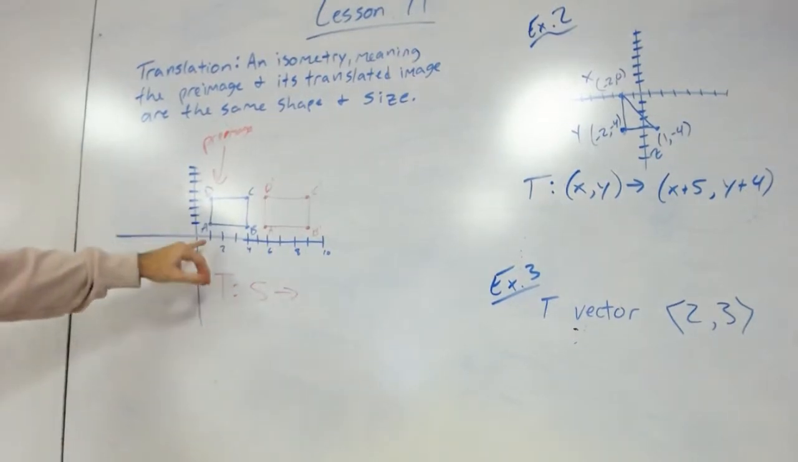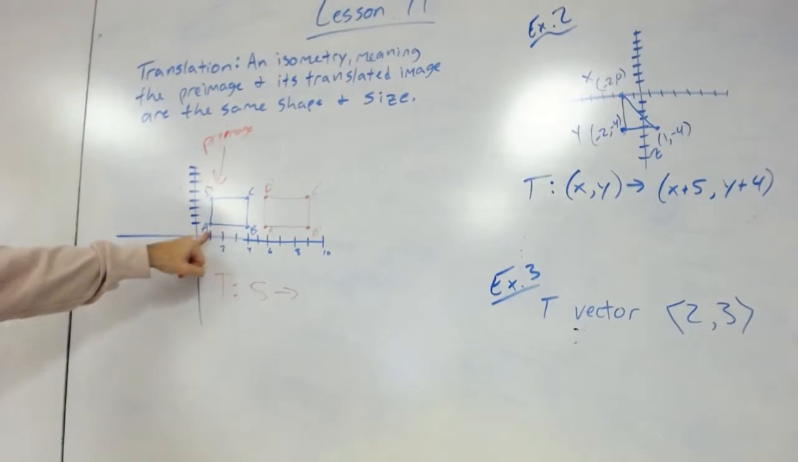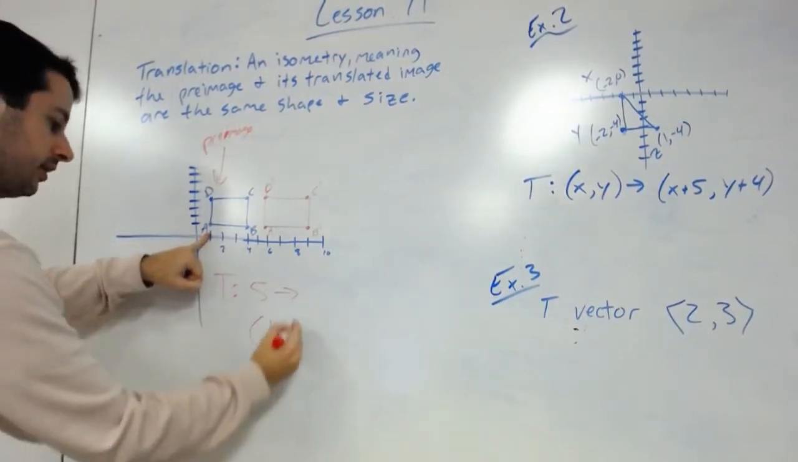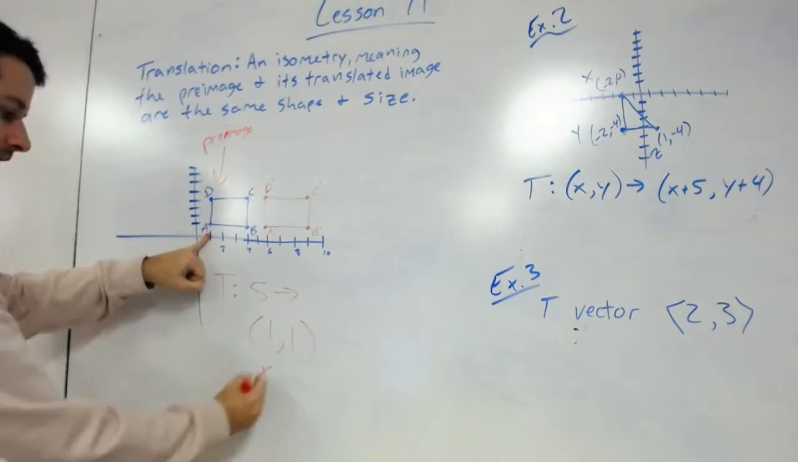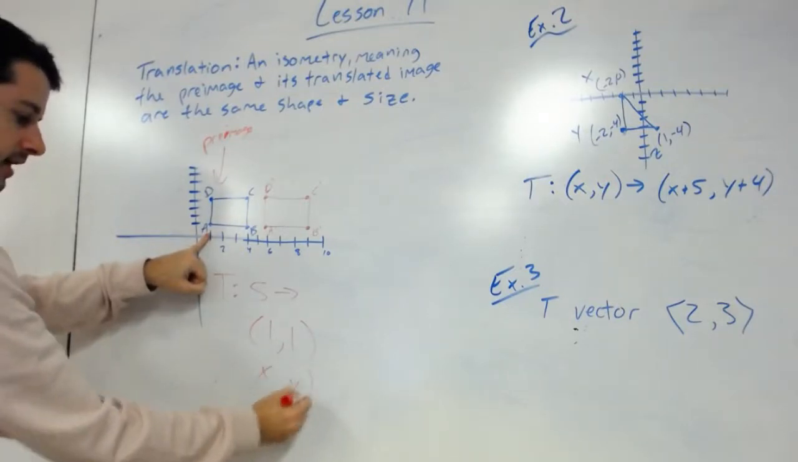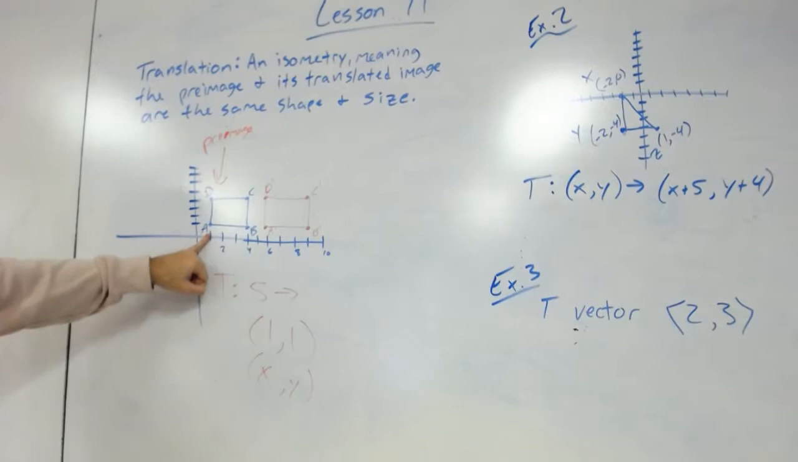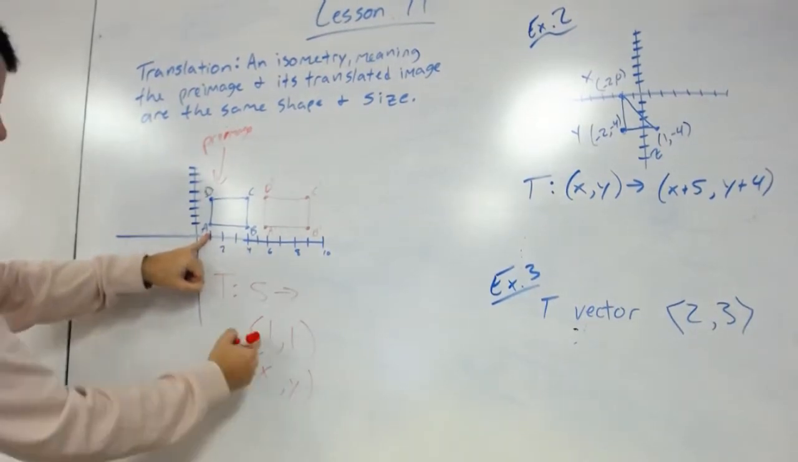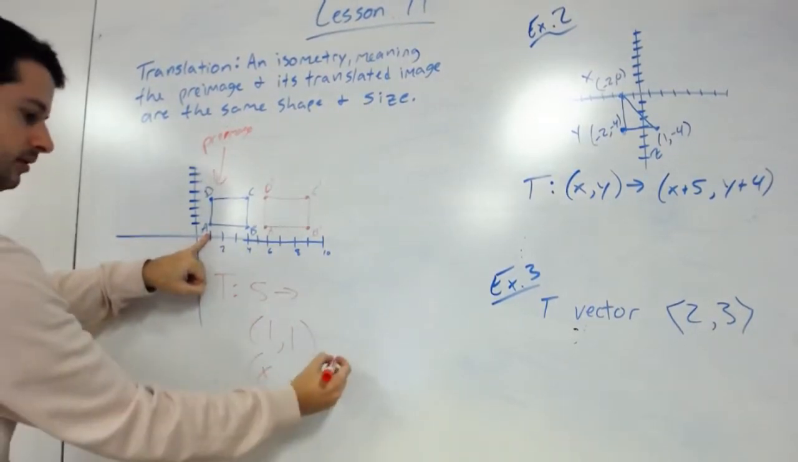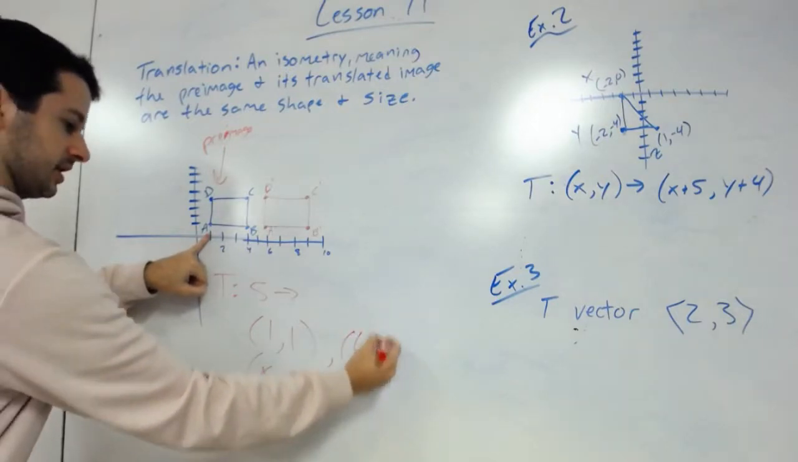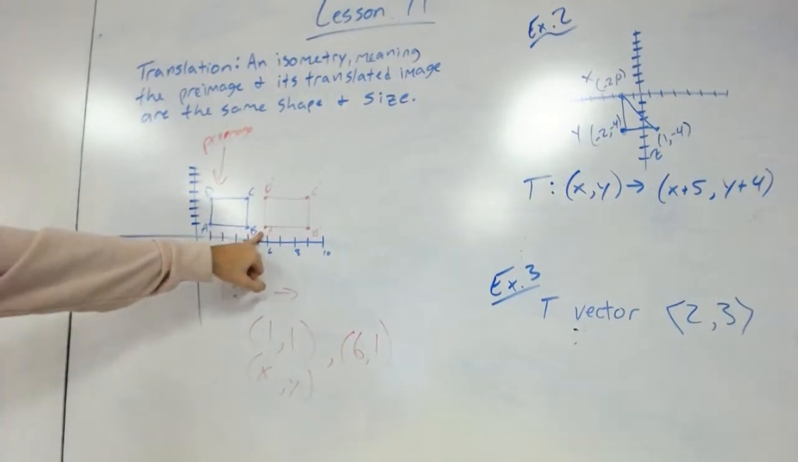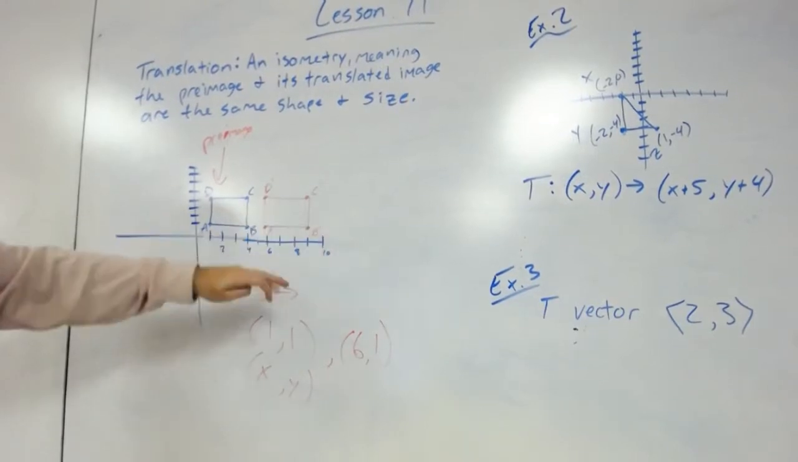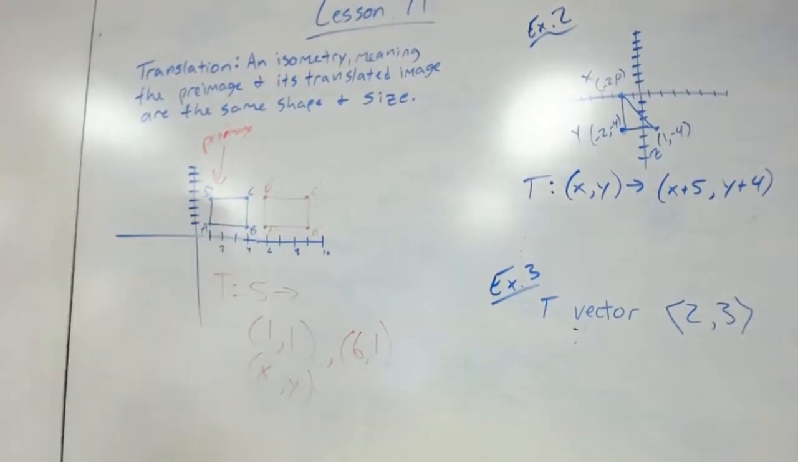So basically, A was at 1, 1. So if we're translating the coordinate 1, 1 to the right 5 units, well, only the X is going to have to move because that's the only thing that moves horizontally. So 1, 1 would become, add 5 to it, would become 6, 1. And so now in our new image, we have A at 6, 1. And then you would translate B, C, and D. But those are all the new coordinates of the new image.